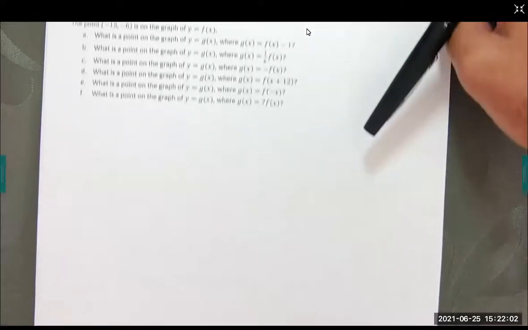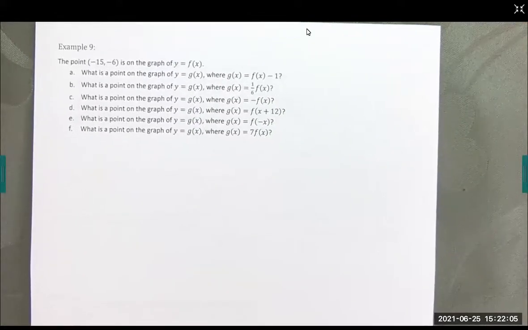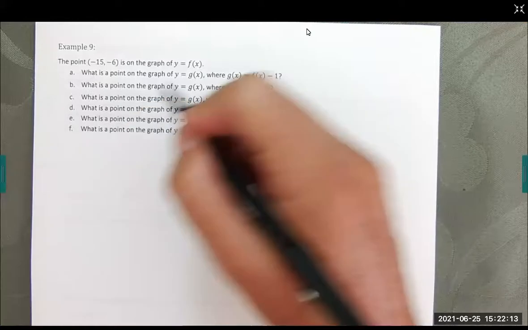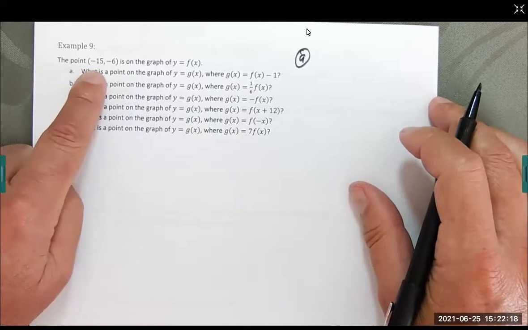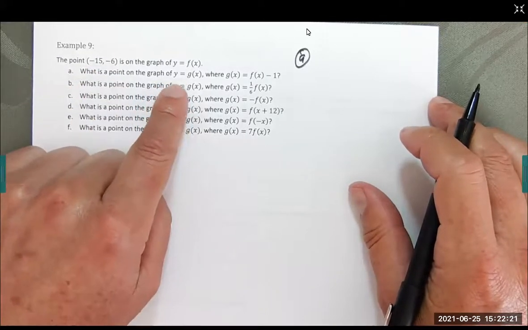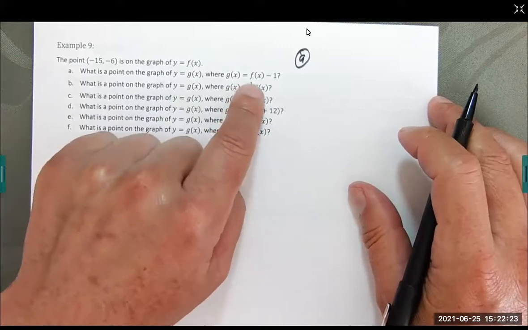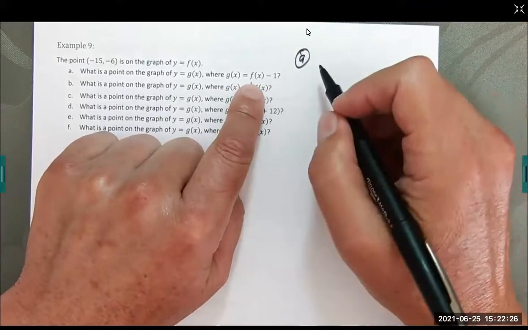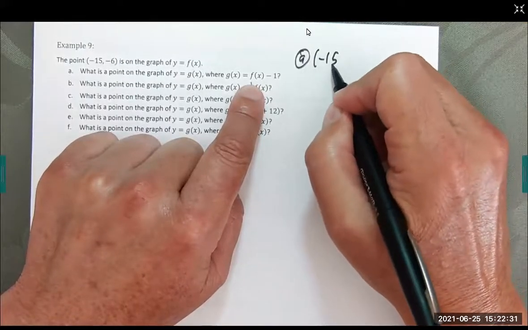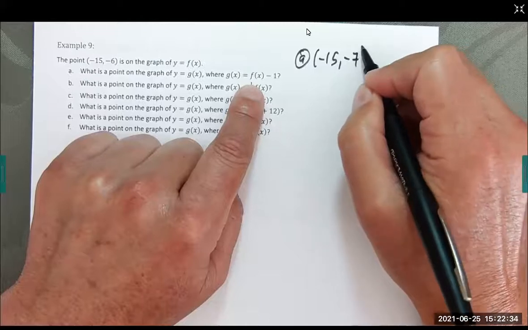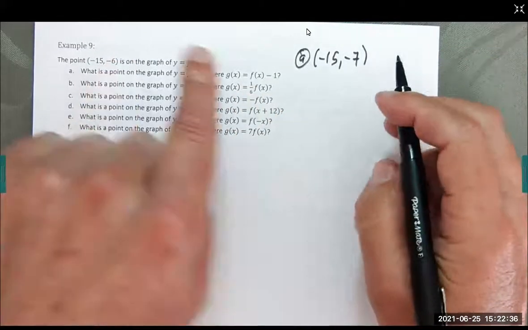All right, last page for this section and this chapter, actually. The point negative 15, negative 6 is on the graph of y equals f of x. Start here. Let's utilize some space. Part A: what is a point on the graph of y equals g of x, where g of x is f of x minus 1? This means all of the y values are going to go down 1. So negative 15 doesn't change, but the y value gets subtracted by 1. So negative 6 minus 1, negative 7.